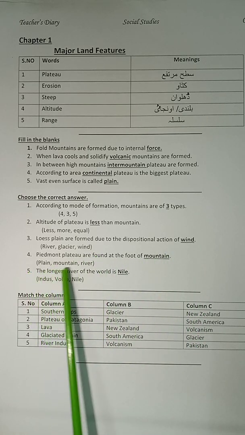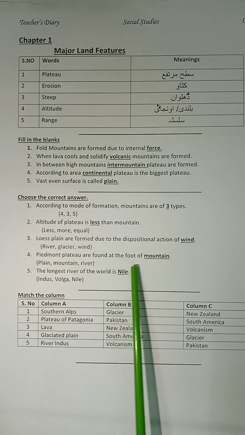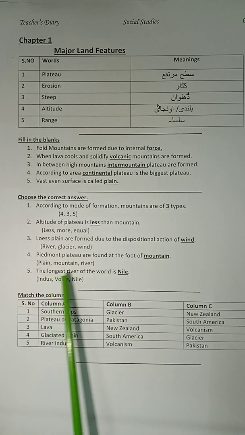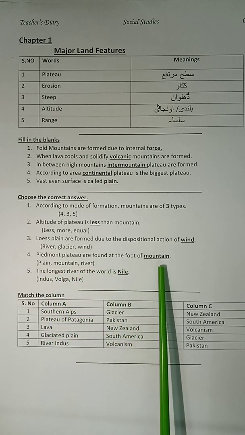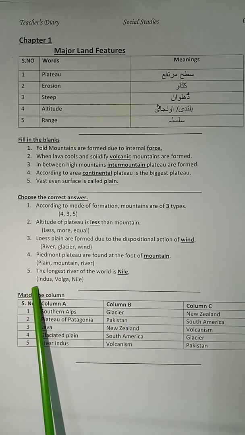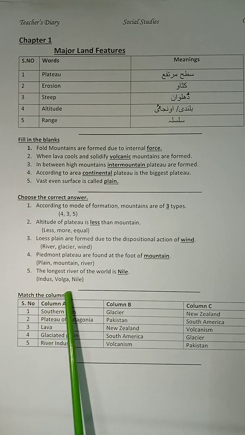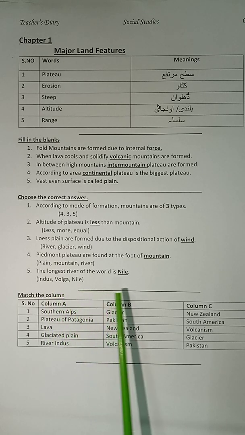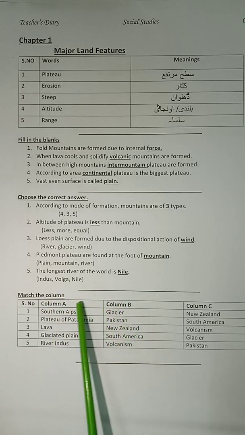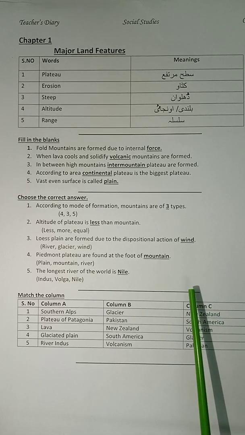Number 4, Piedmont Plateau are found at the foot of dash, plain, mountain or river. The correct option is mountain. Number 5, the longest river of the world is dash, Indus, Volga and Nile. The correct option is Nile. Students, now draw a finishing line at the end.